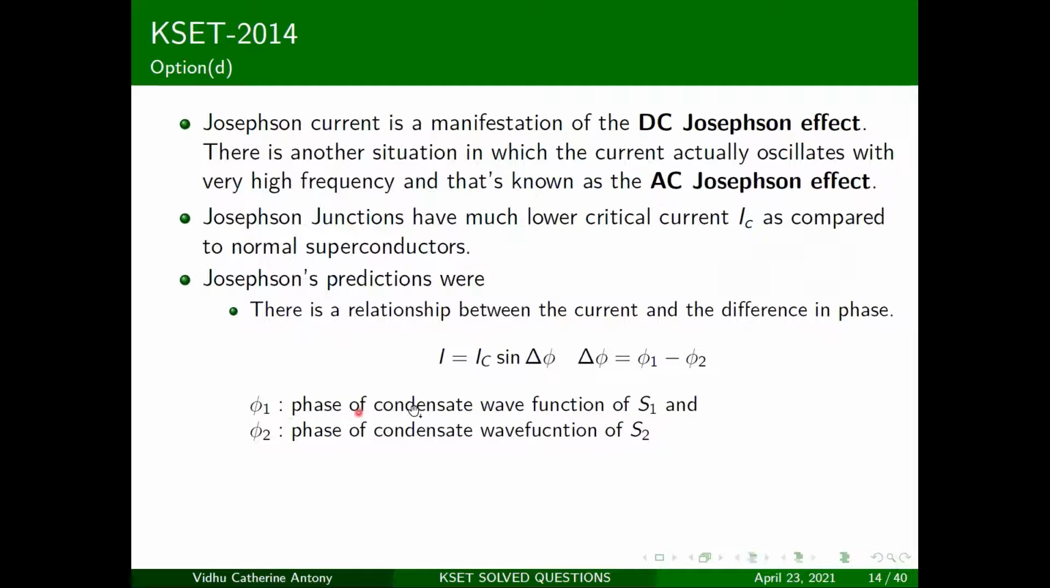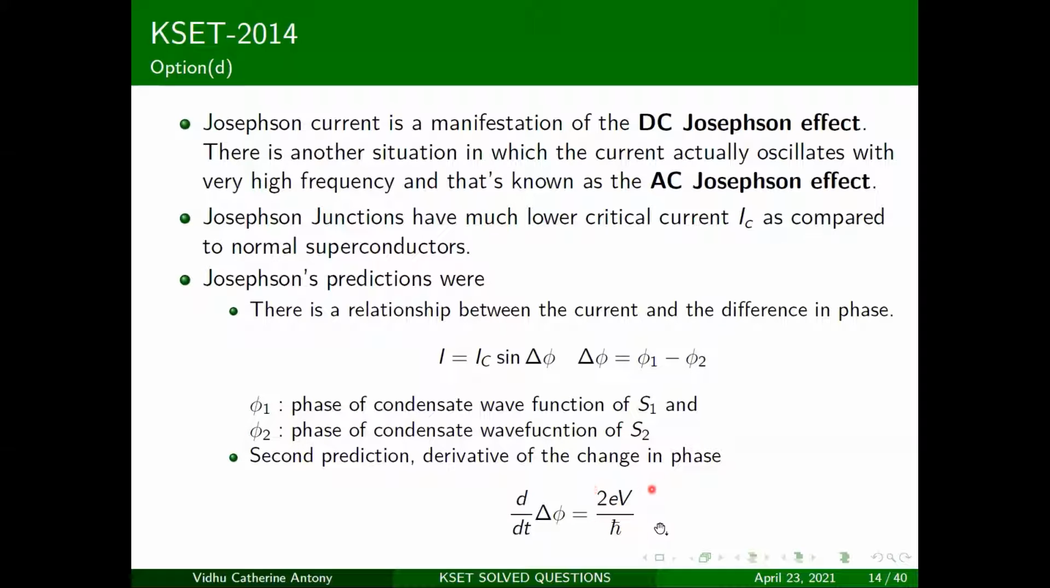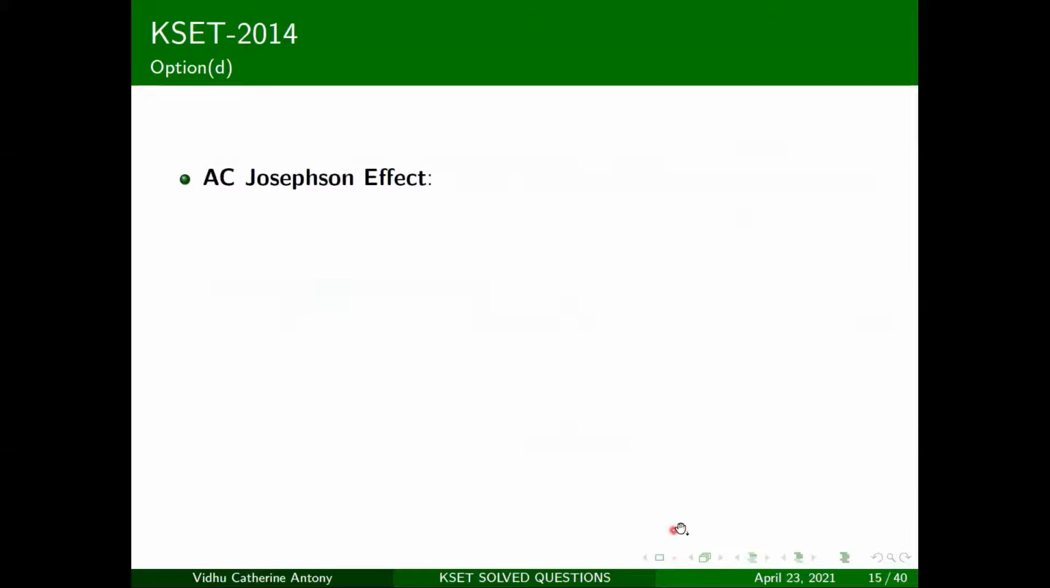Okay, so phi 1 is the phase of the condensate wave function of S1, superconductor 1, and phi 2 is the phase of the condensate wave function of S2. The second prediction is that the derivative of the change in phase is given by 2eV divided by h cross. There is a homework problem here: you have to calculate the frequency associated with a particular value of the potential, which is very easy to do. So let's go on.